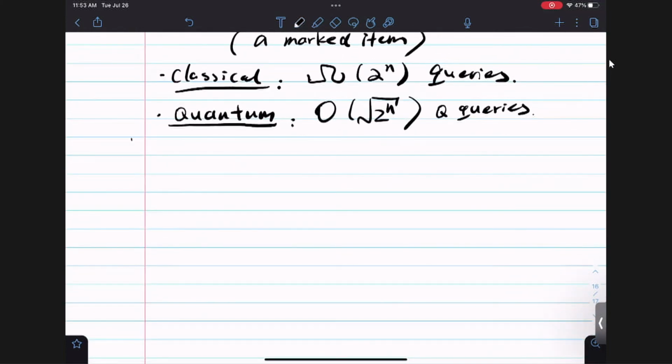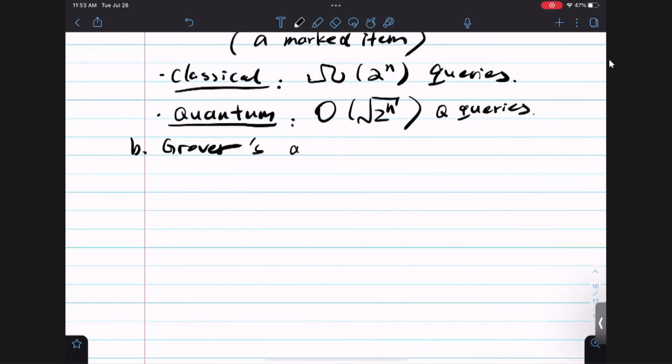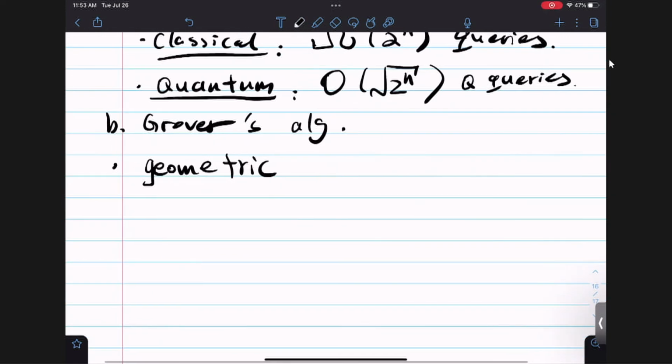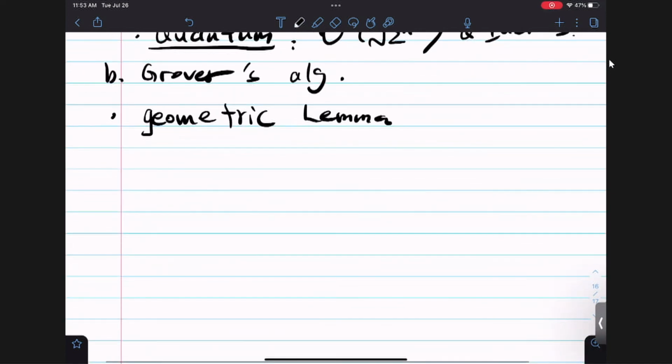Okay, so let's get to Grover's algorithm. Oh, sorry, I didn't mention, this quantum search algorithm is due to Lov Grover. To explain this algorithm, I want to start with a geometric lemma that has to do with reflections and rotation. So let me just explain my terminology.